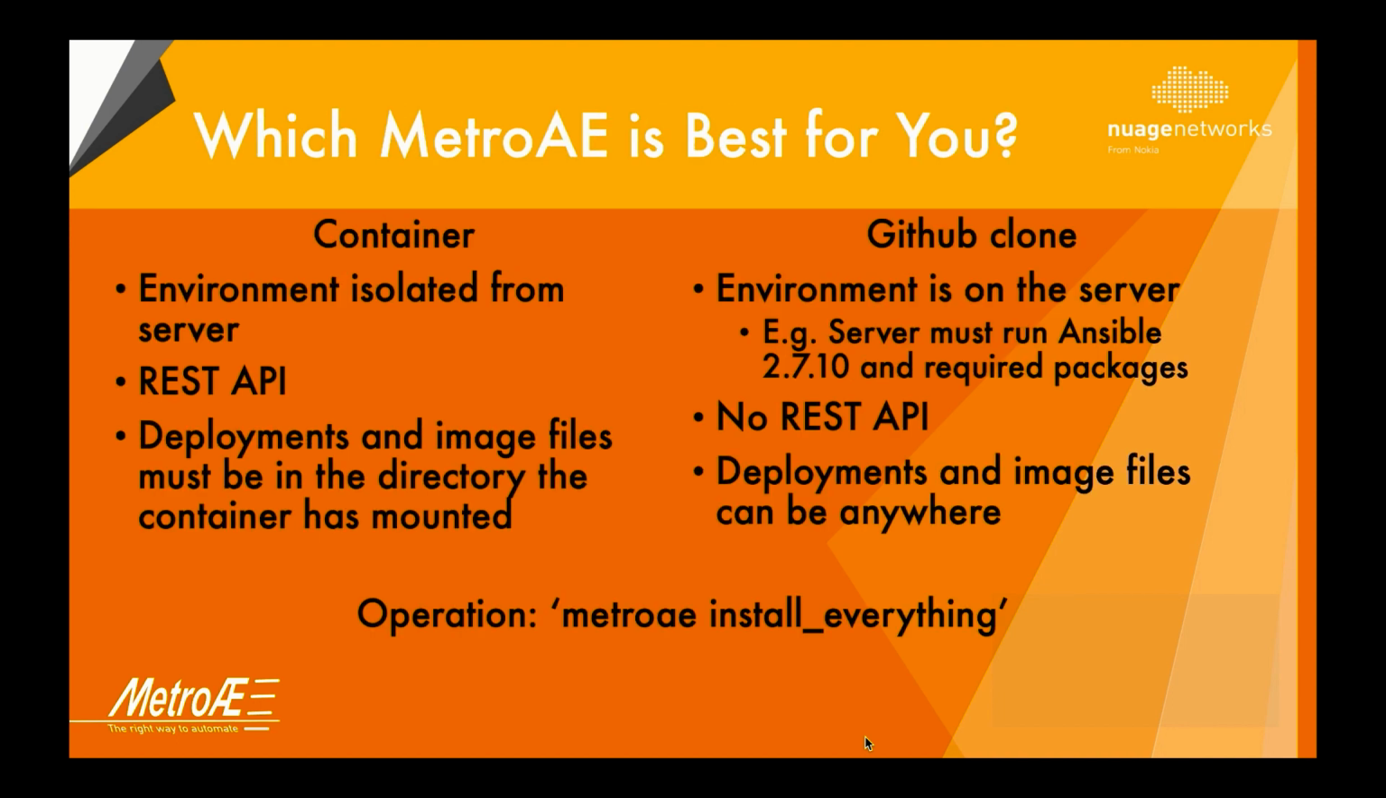When it comes time to consume MetroAE, you have to decide which platform or which way you want to consume the platform. We offer a container version, which gives you the advantages of having an environment that is isolated from the server itself. When the container is running, there's also a REST API available so that you can more easily integrate MetroAE with existing orchestration tools. And we copy the deployments, the documentation, the example files all onto a directory on your host, so you don't have to get inside the container.